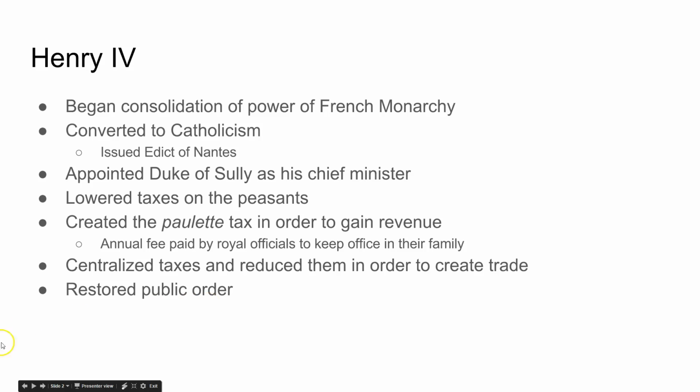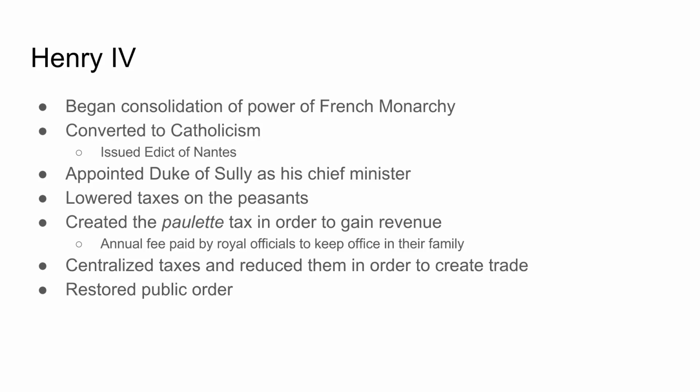In addition to all of this, Henry and Sully are able to restore public order and some public trust after the chaos that had been the War of the Three Henries. They're able to stabilize the economy, stabilize the government, and usher in a brief era of peace. And so this comes crashing down when Henry is murdered by a crazed Catholic priest who doesn't really believe that Henry is true to his Catholic faith. He doesn't agree with the Edict of Nantes that grants religious freedom. He is really frustrated, so he hops in and kills Henry.